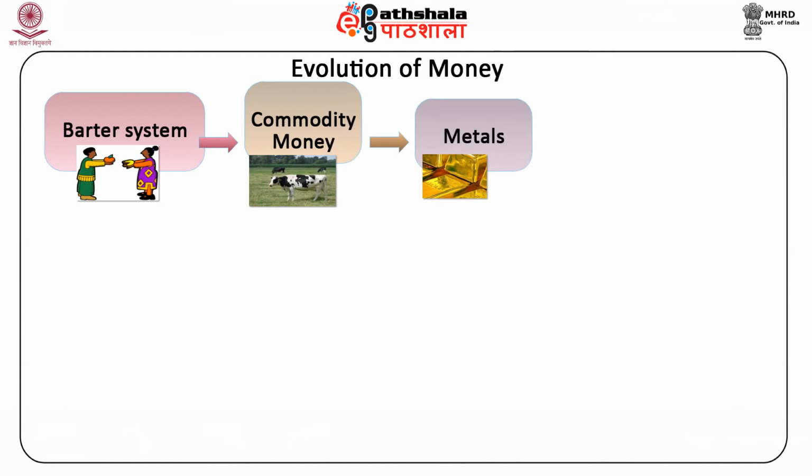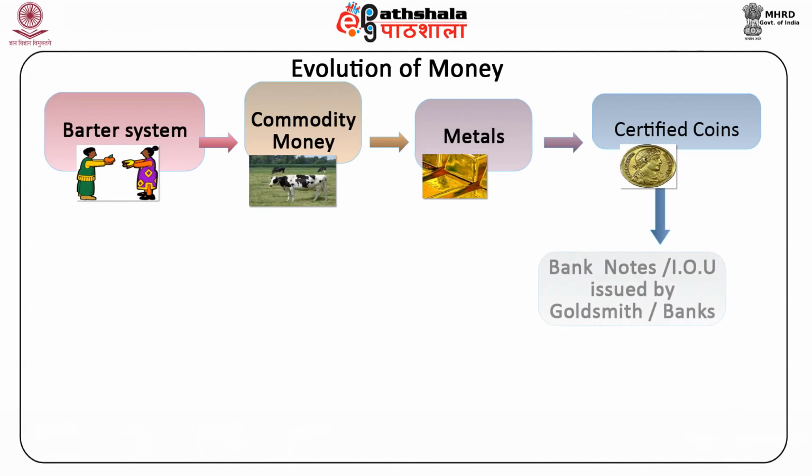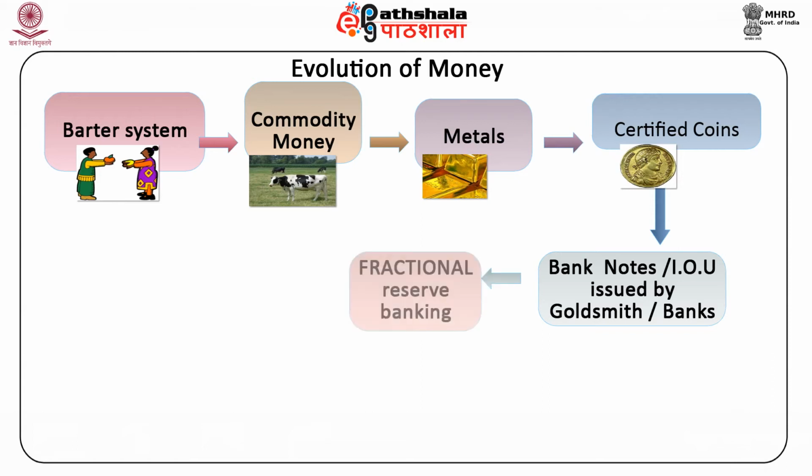The problem of short weighing and adulteration led to the coins certified for weight and purity by the issuer. The problem of theft, storage and transportation led to money deposited with goldsmith or bank as they were later called. The bank issued IOUs or bank notes which were accepted as means of payments because of faith in the issuer. Bankers realized that they need not keep 100% of debt in the form of reserves but could hold only a fraction of their debt as reserves.